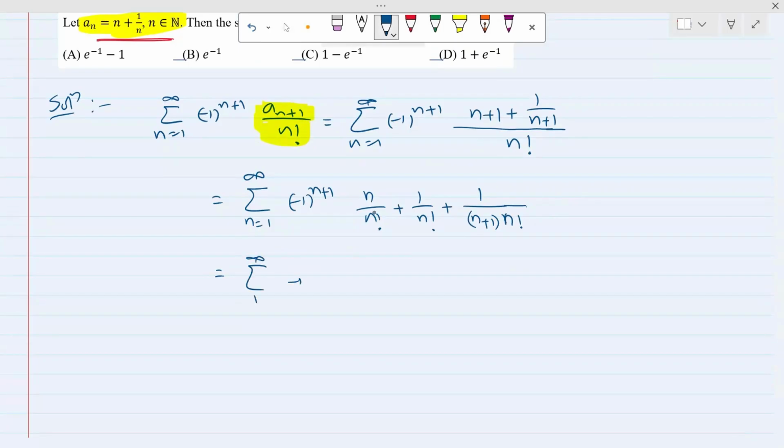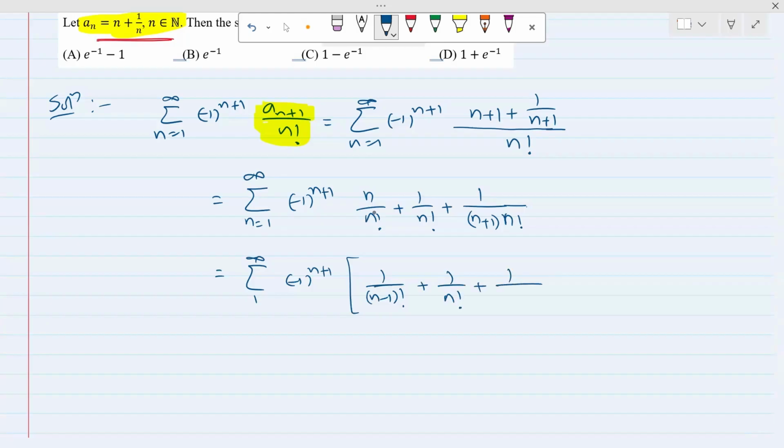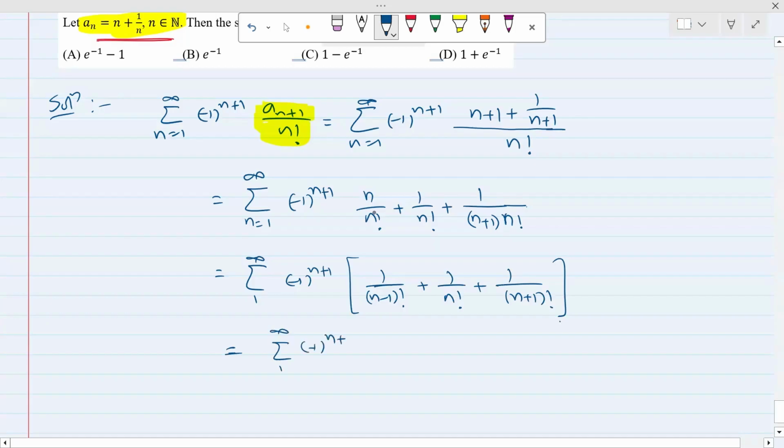Summation 1 to infinity, minus 1 raised to n plus 1. The first term is 1 by (n minus 1) factorial. The second term is 1 by n factorial. And the third term is 1 upon (n plus 1) factorial. Now you multiply minus 1 raised to n plus 1 inside and separate the sum.